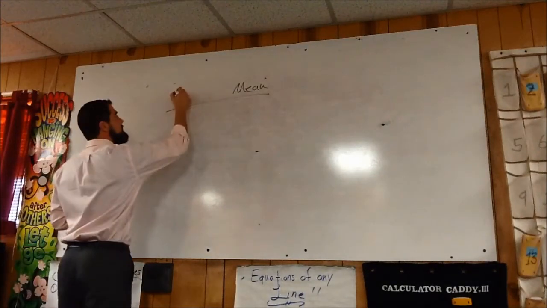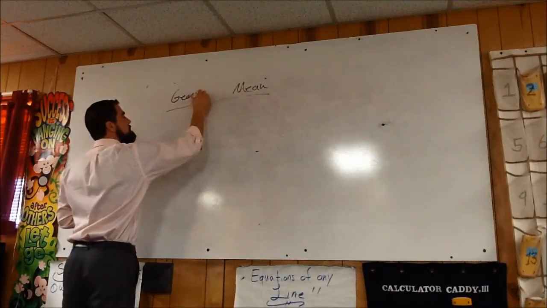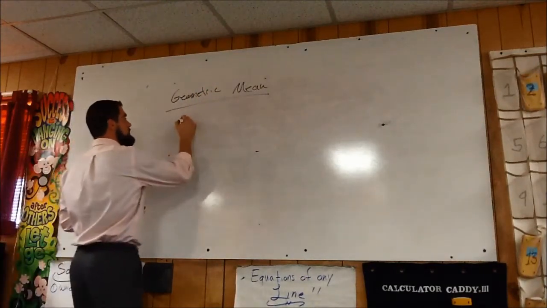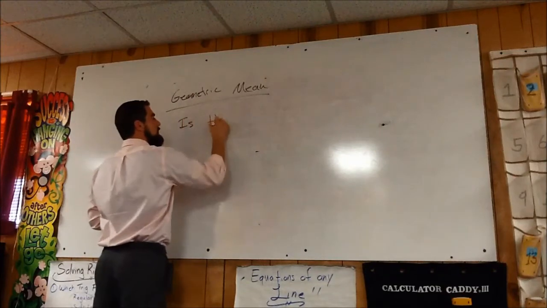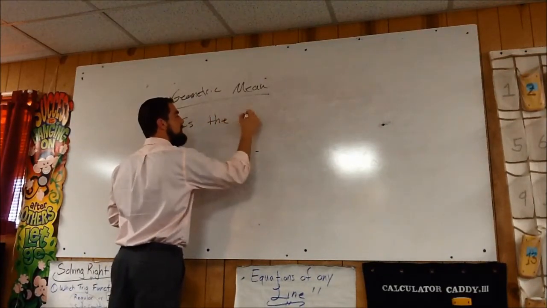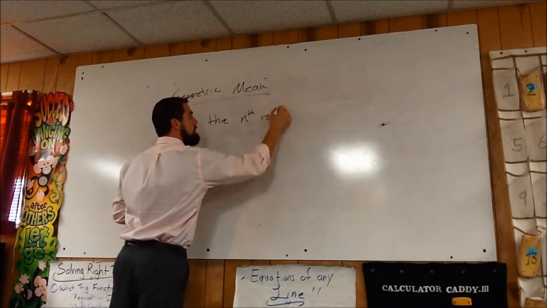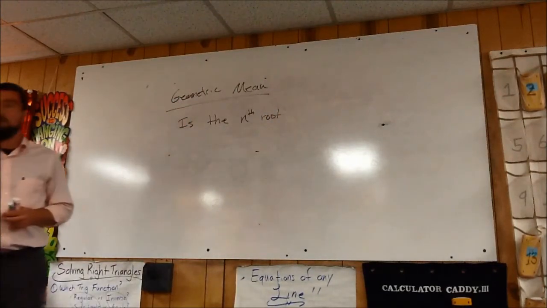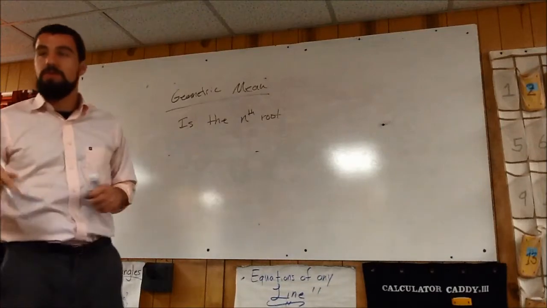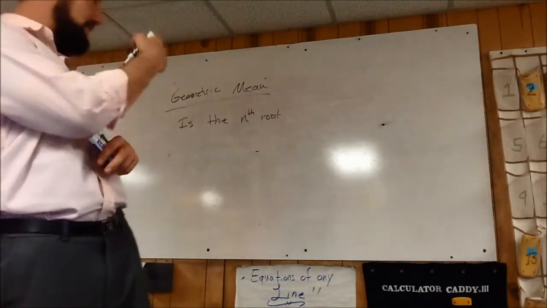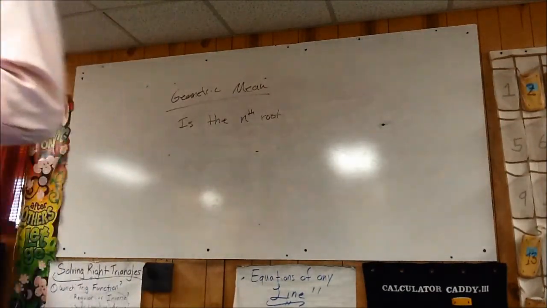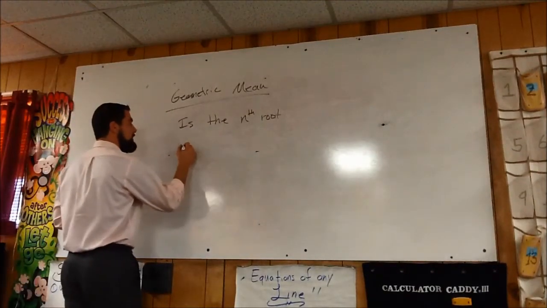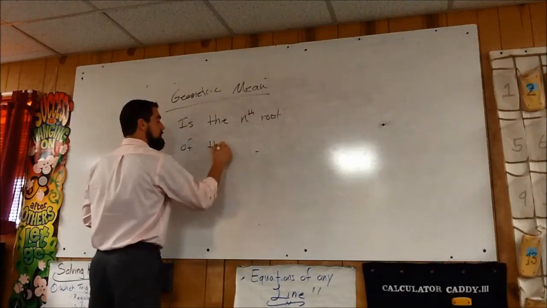Geometric mean is the nth root. We've talked about radicals before in this class. Square root, cube root, fourth root, nth root. We've talked about this before. The geometric mean is the nth root of the product.